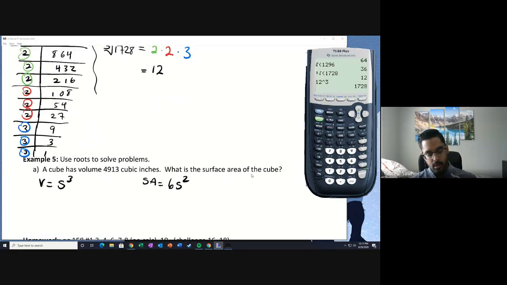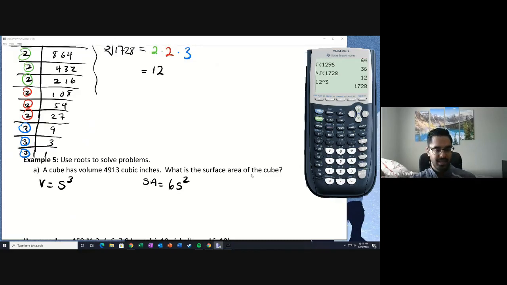Okay, so let's start by plugging in some stuff I know. I know I have a volume, so I'm going to start with this volume formula. 4913 equals S cubed. Now, I don't want S cubed, I just want S. In order to get rid of that 3, I have to do its opposite operation. I can't divide by 3. That's an exponent. The opposite operation of an exponent is the root.